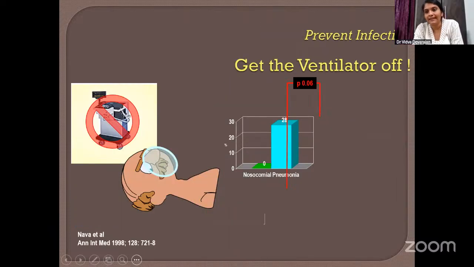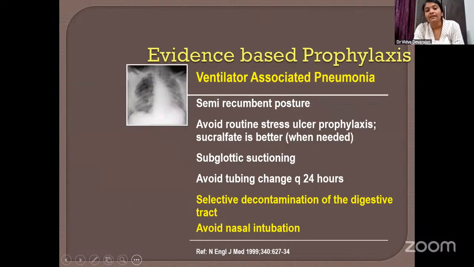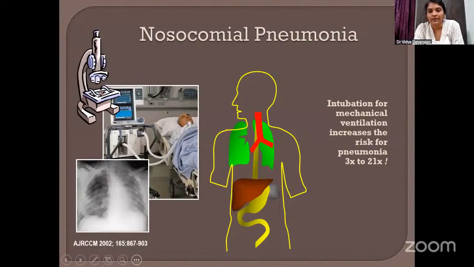Preventing ventilator-associated pneumonia, the important thing is to get the ventilator off. Keep them in a semi-recumbent position. Avoid routine stress ulcer prophylaxis. Sucralfate is better. Subglottic suctioning. Avoid tubing change every 24 hours. Avoid nasal intubation. Intubation for mechanical ventilation increases the risk of pneumonia from 3 to 21 times.